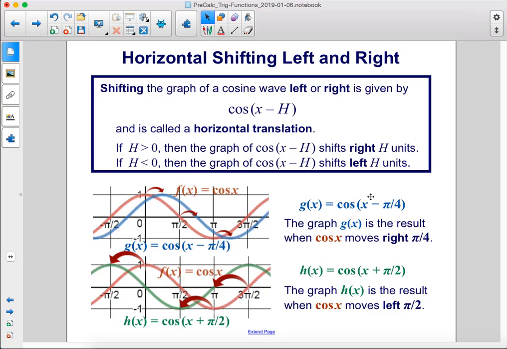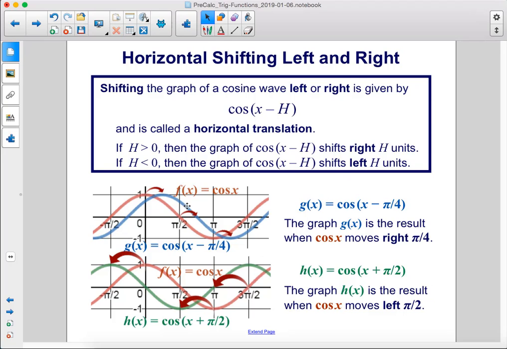Shifting the graph of a cosine wave left or right is given by cosine of x minus h and is called a horizontal translation. If h is greater than 0, then the graph of cosine x minus h shifts right h units. If h is less than 0, then the graph of cosine x minus h shifts left h units.